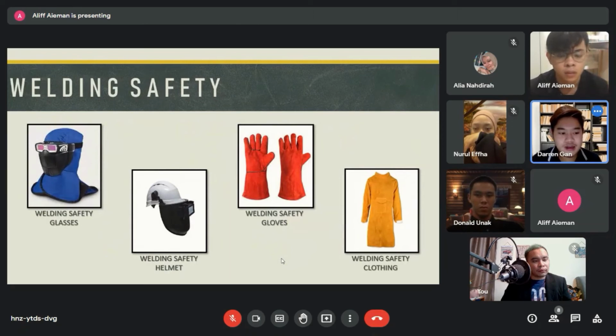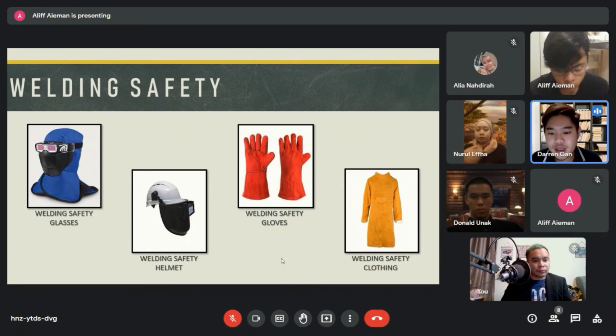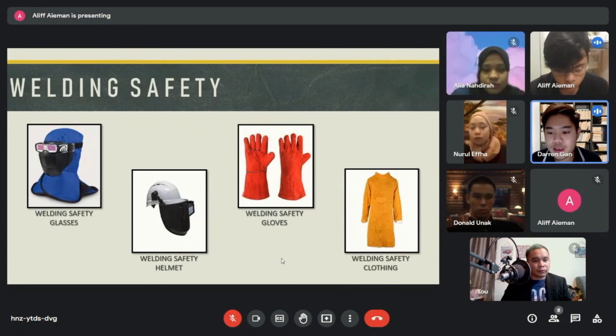And for welding safety, the first is welding safety glasses. Welders must wear welding safety glasses to protect their eyes from injuries, and they should wear safety glasses or other suitable eye protection when gas welding or oxygen cutting. Not only that, welding safety glasses also help provide better eye protection from impact, dust, and radiation hazards.